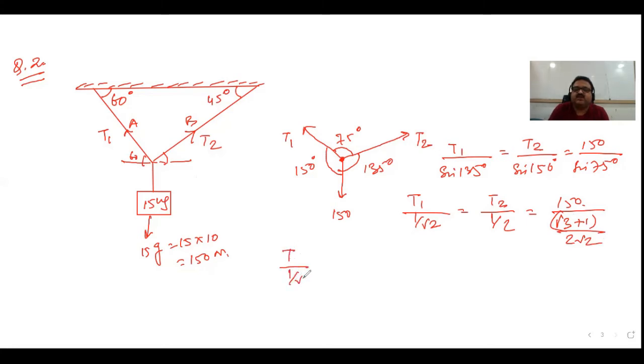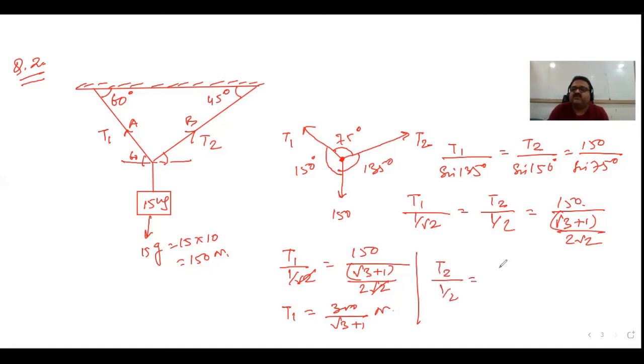T1 by 1 by root 2 is 150 divided by (root 3 plus 1) divided by 2 root 2. Root 2 gets cancelled. T1 is equal to 300 divided by (root 3 plus 1) Newton. And what about T2? T2 by half is equal to 150 divided by (root 3 plus 1) by 2 root 2. 2 gets cancelled. Therefore T2 is equal to 150 root 2 divided by (root 3 plus 1). This is the answer.